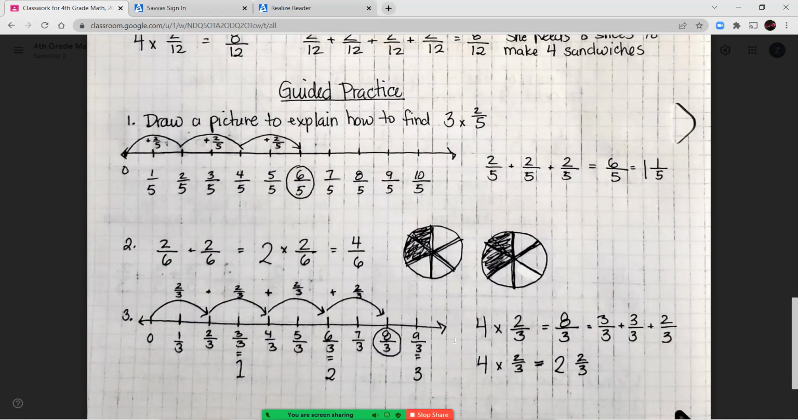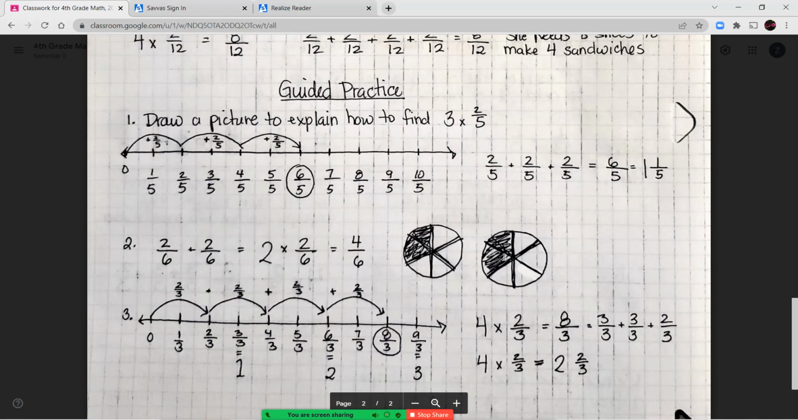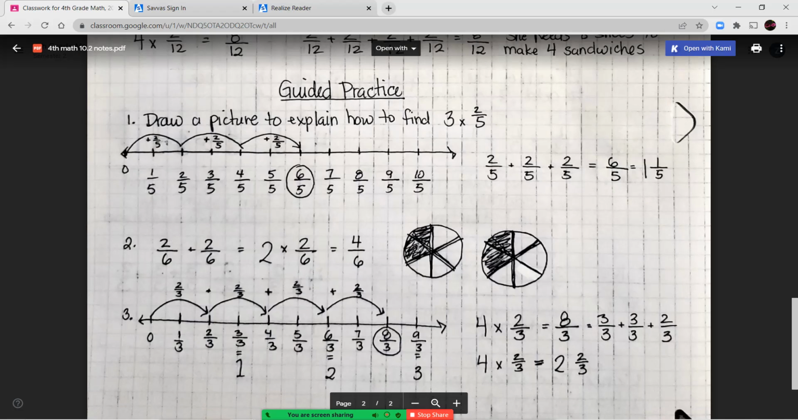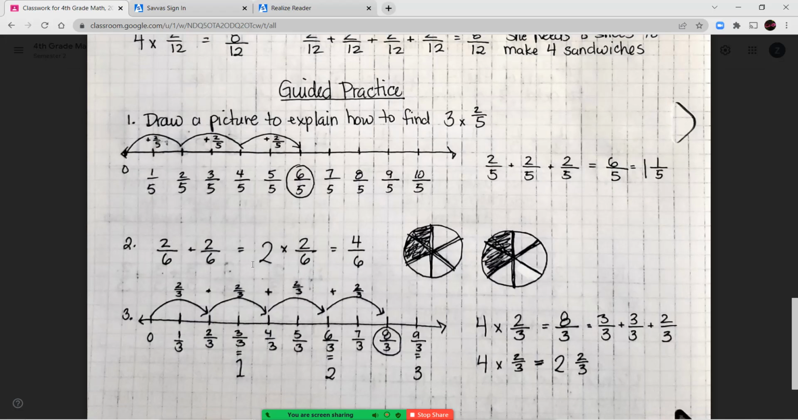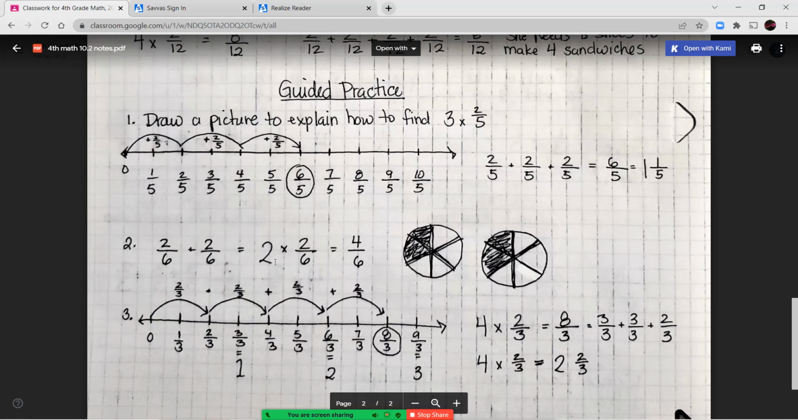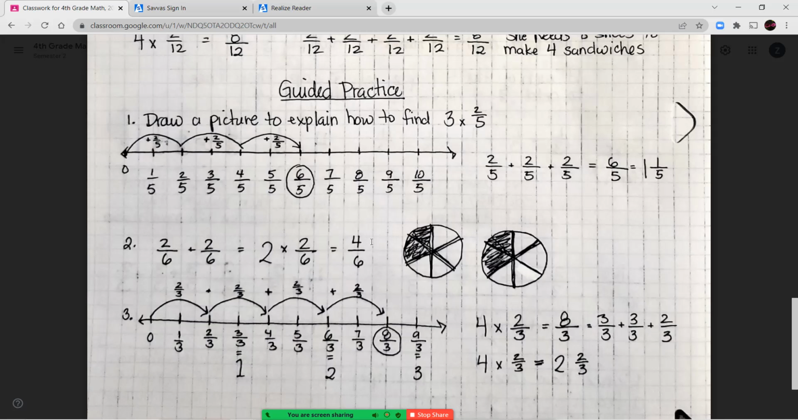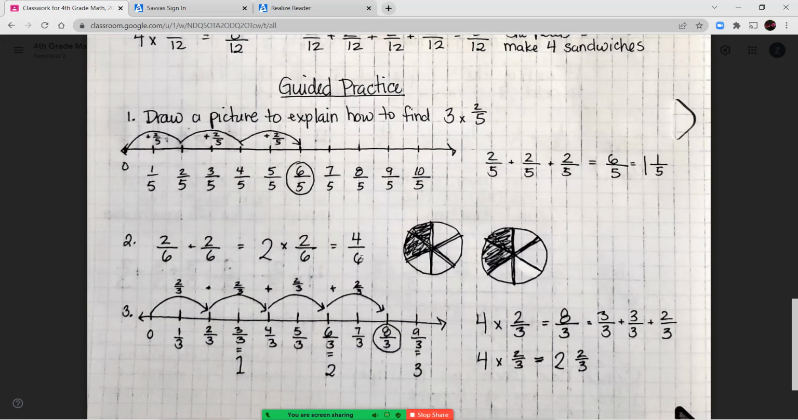For number 2, they gave us the picture over here. And they said, write an addition and multiplication sentence to show. So this is 2/6 plus another 2/6. Or I could rewrite it as 2 times 2/6, and that'll give me 4/6. Now, if I wanted to rename that, since these are both even numbers, I can divide both of them by 2, and that would also be equal to 2/3.